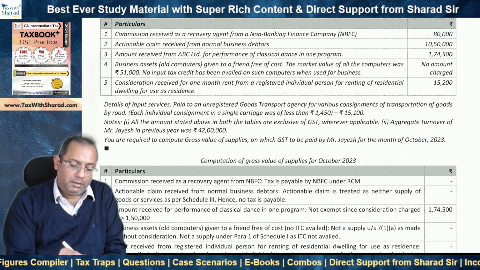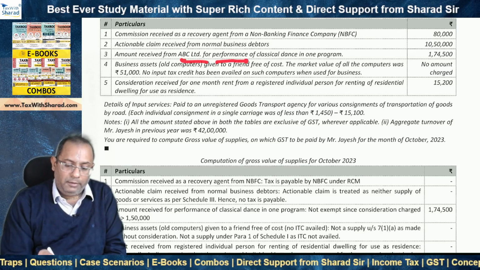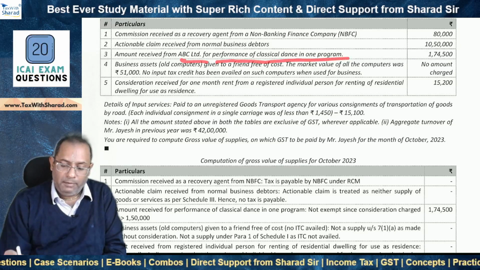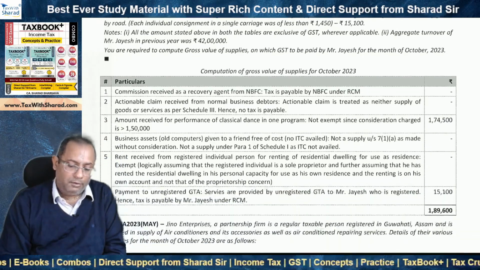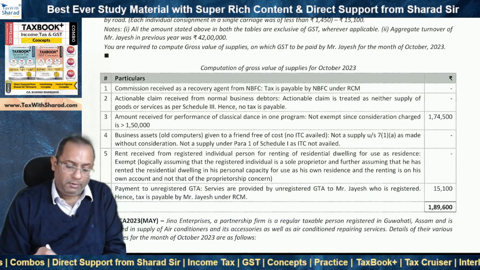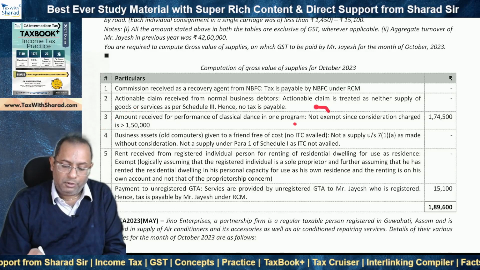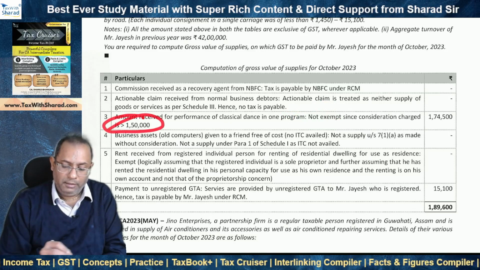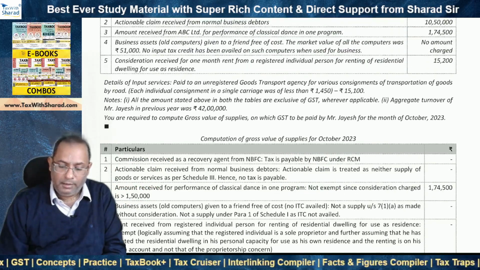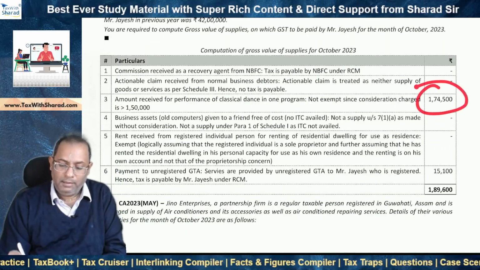One of the items is number 3. Amount received from ABC Limited for performance of classical dance in one program, and the amount received is 1,74,500. What should be the solution? What should be the approach? Amount received for performance of classical dance in one program is not exempt since the consideration charged is greater than 1,50,000, and therefore the entire amount received, which is 1,74,000, is taxable and nothing is exempt.